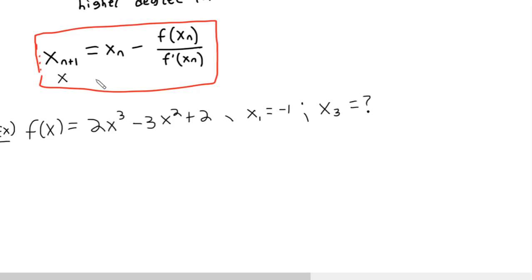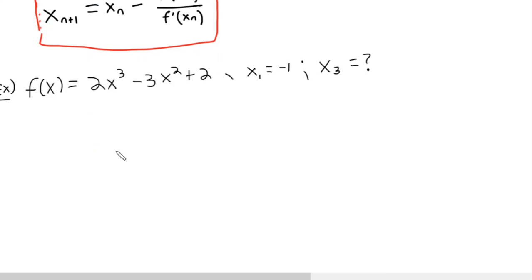over f prime x2. So really, the next term you want is going to rely on what came before it. So if we want to get to x3, we really need to find x2 first. And in order to find x2, we need to use x1.